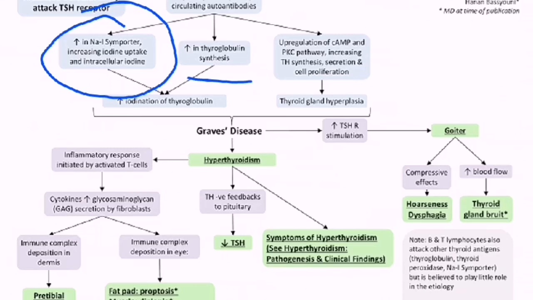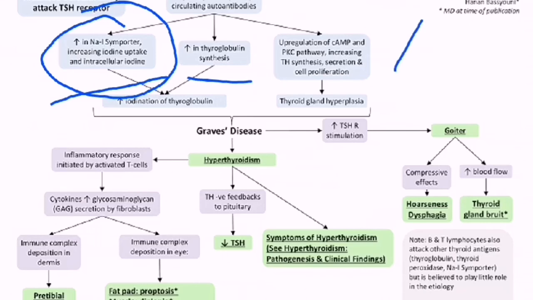They have three important effects. One, you see, increased sodium iodide transporter and increasing the iodine uptake and intracellular iodine. It means the iodine is in full supply, with increasing amount of iodine entering via the sodium iodide transporter, and increasing thyroglobulin synthesis as well, because of the continuous stimulation of the thyrotropin receptor by circulating antibodies, and upregulation of cAMP as well, because they have increasing hormone synthesis and secretion and cell proliferation.